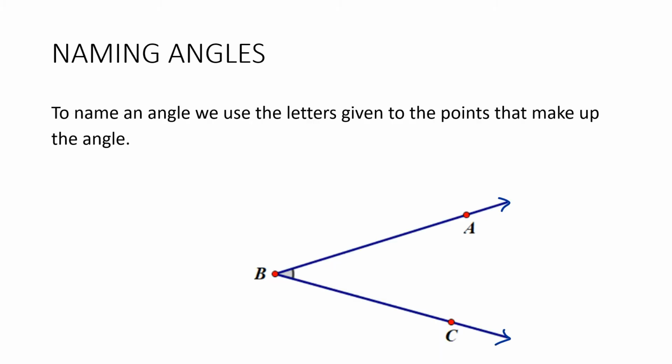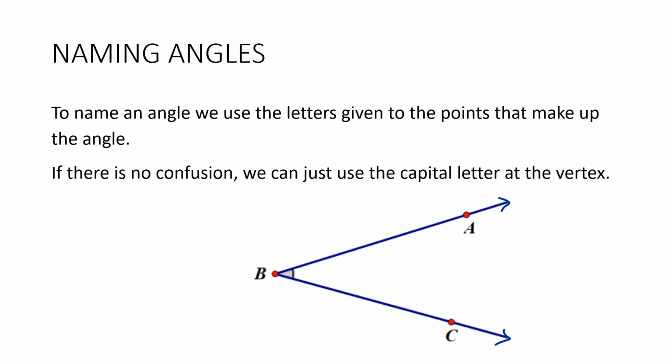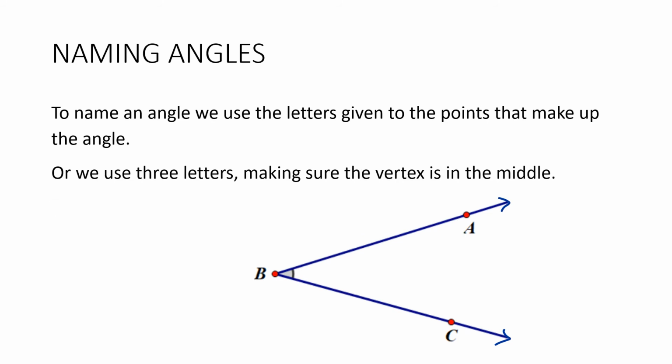To name an angle, we use the letters given to the points that make up the angle. Now, if there's no confusion, we can just use the capital letter that's at the vertex, which in this case is B. So this would be angle B. Or we can use 3 letters, making sure the vertex is in the middle. So we could say this is angle ABC, or we could say it's angle CBA.